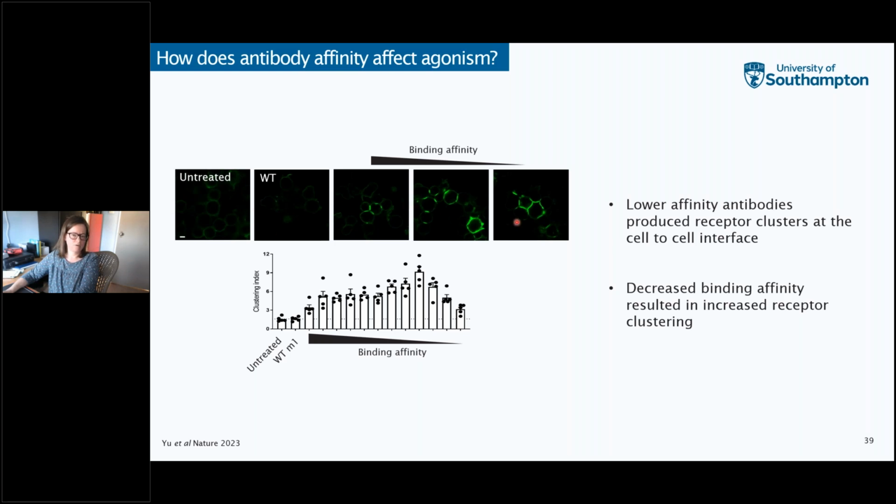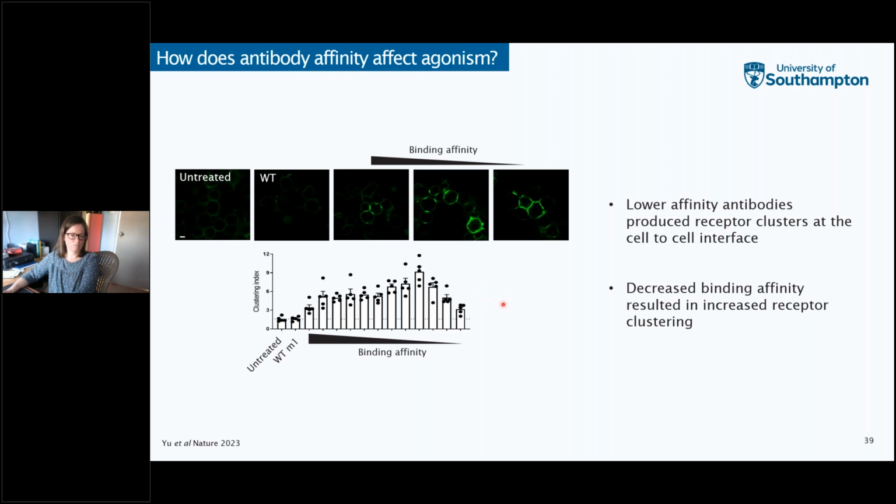So here we have some confocal images of Jurkat cells treated with the wild type antibody and with the affinity variants. So in this experiment, the cells were left undisturbed on the cover slip, and we could see clustering forming predominantly at the cell-to-cell junctions.